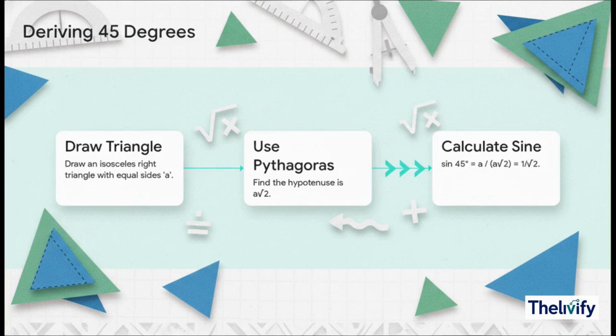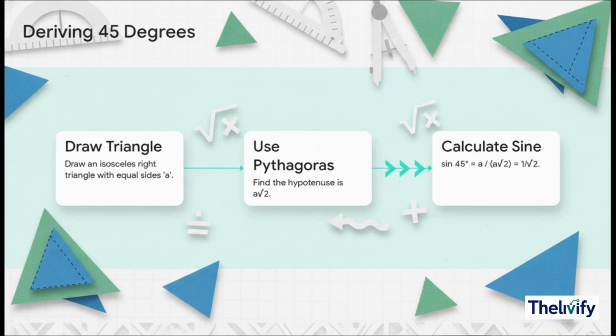Let's map it out. Imagine drawing an isosceles right triangle. Because it's isosceles, the 2 acute angles have to be 45 degrees, and the 2 non-hypotenuse sides are perfectly equal. Let's just call them both A. Now plug that into the Pythagoras theorem. A squared plus A squared equals 2A squared. Take the square root of that, and boom, your hypotenuse is A root 2.